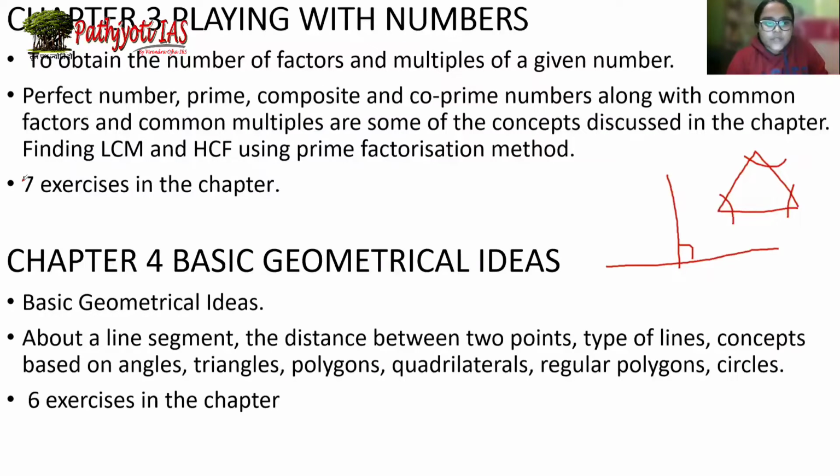After that, this chapter has six exercises to understand better. And then quadrilateral. Quadrilateral is quad, basically four sides. After that, let's move forward, and types of lines, as we have already mentioned. Then distance between two points. If we see two points and look at the distance between them, it will actually create a line. So that's the distance between two points, a line segment it will create.